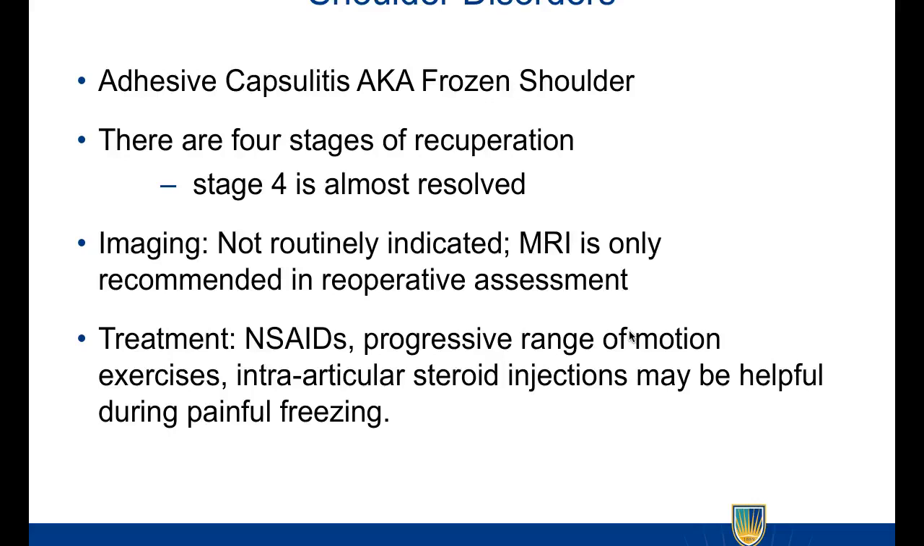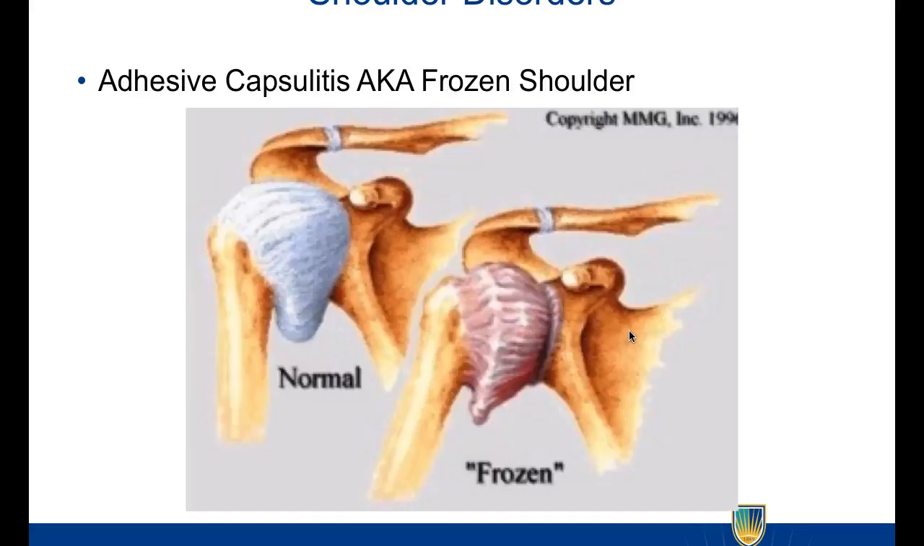Imaging. This is not routinely indicated. MRI is not recommended in preoperative assessment for proper prognosis. Treatment. The patient should treat pain with NSAID and progressive range of motion exercises. Intra-articular steroid injections may be helpful during painful freezing phases. Prolonged immobilization should be avoided. And here's normal and what frozen shoulder looks like.